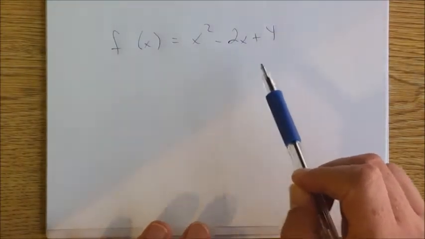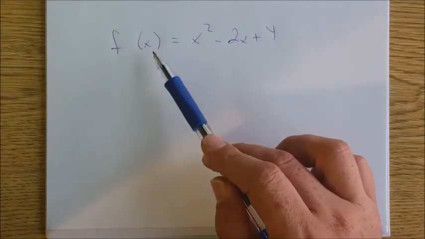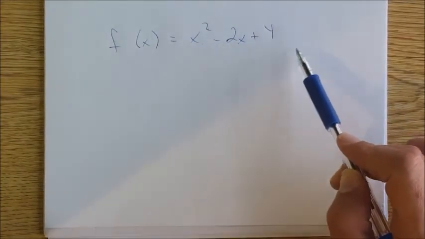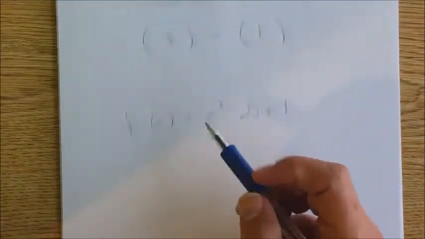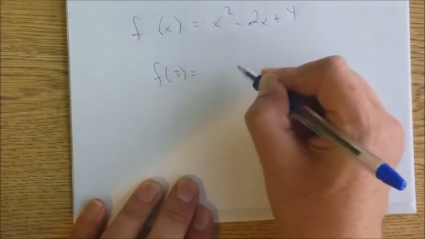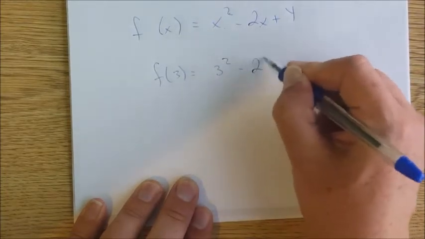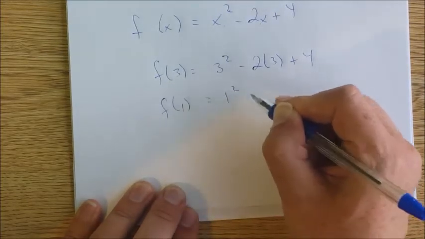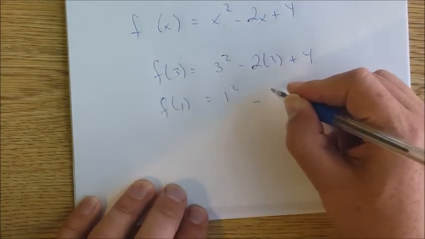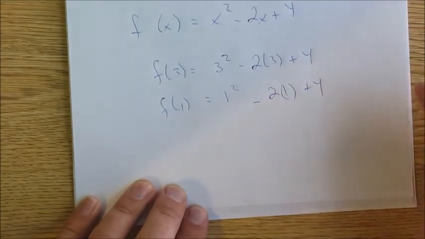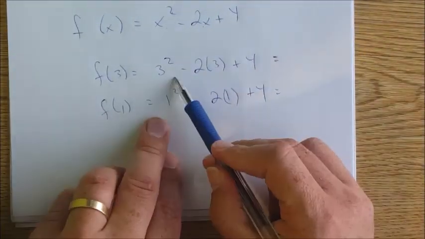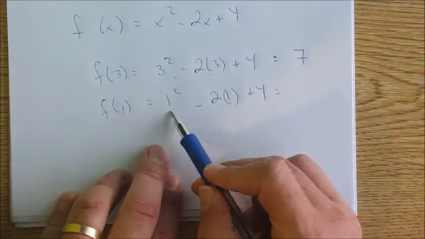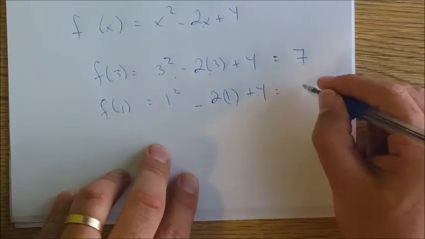If f of x is x squared minus 2x plus 4, that means whatever your x is, you take that number, you square it, you take away 2 of them, and you add 4. So if you were looking to find f of 3, you would find that would be 3 squared minus 2 3's plus 4. And if you're looking for the f of 1, you would take 1 squared, and then you would take away 2 1's, and you'd add 4 to that. So your answers here are 9 minus 6 is 3, plus 4 is 7. 1 minus 2 is negative 1, plus 4 is 3.